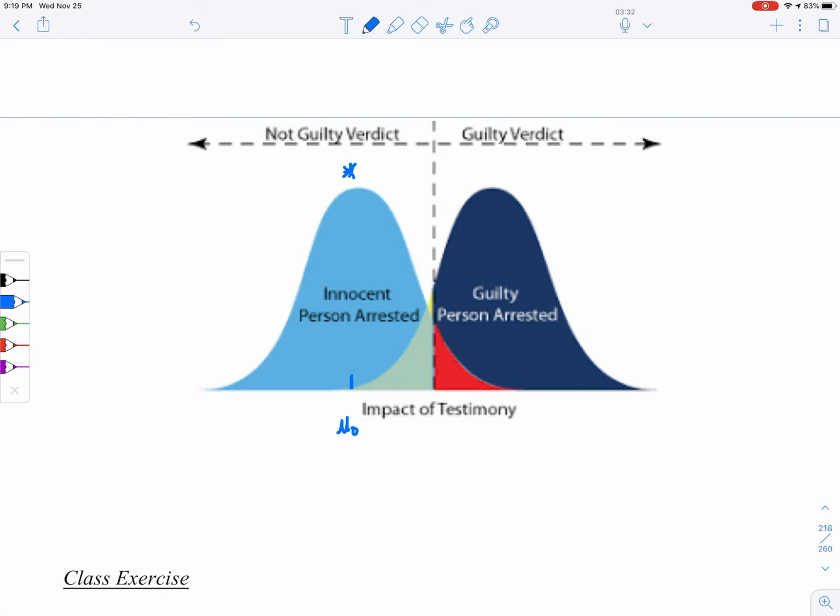And so there's two competing distributions here. Either the person really is innocent or the person really is guilty. So what we do is we bring in evidence, and we figure out, well, where does the X bar value fall on this hypothesized distribution of sample means according to H0? That's the innocence distribution.